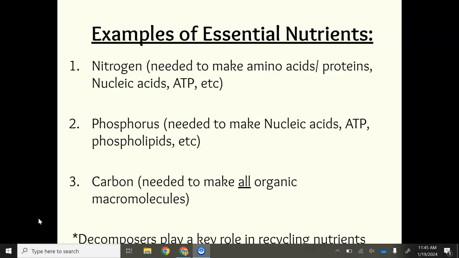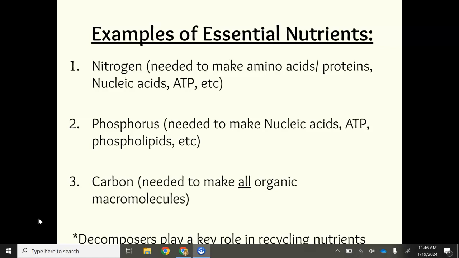An essential nutrient is a nutrient that a living organism needs in order to survive. There are lots of essential nutrients, and some are listed on this slide as examples. Nitrogen is an essential nutrient. We need it to make a lot of really important molecules that the body absolutely has to have. For example, we need it to make amino acids and proteins. We need it to make nucleic acids like DNA and RNA. It's found in every nucleotide. ATP is a nucleotide, so we need it to make ATP energy, and so on.